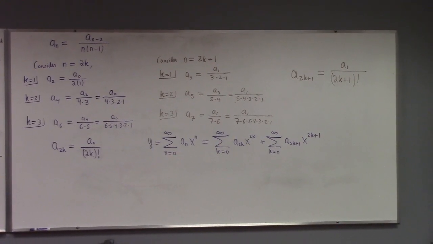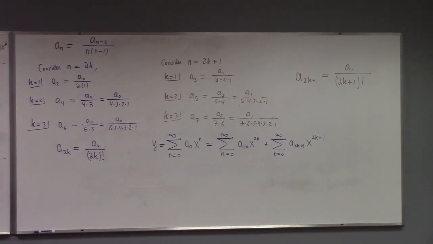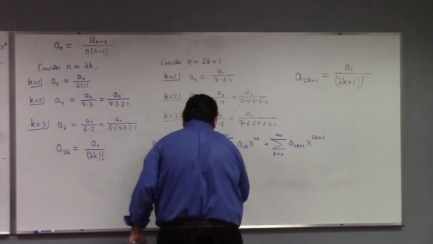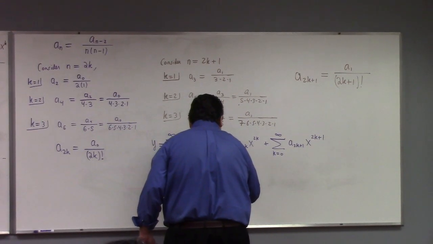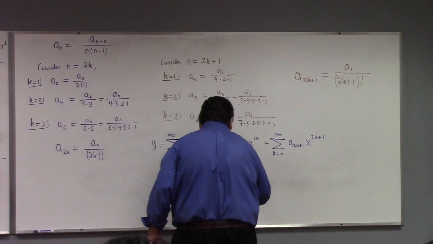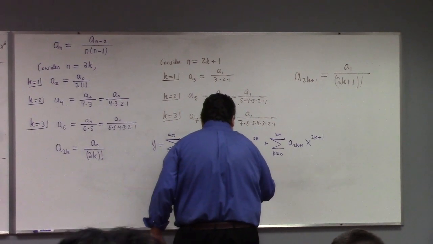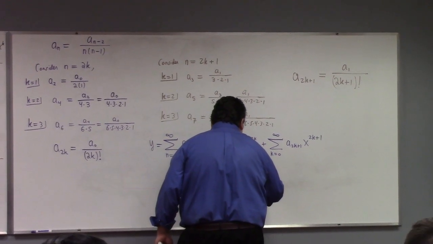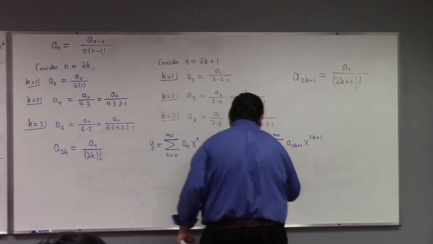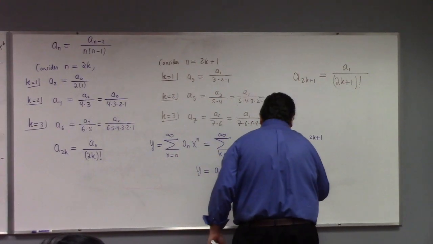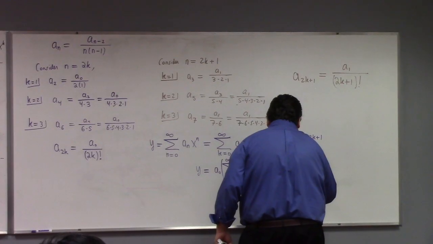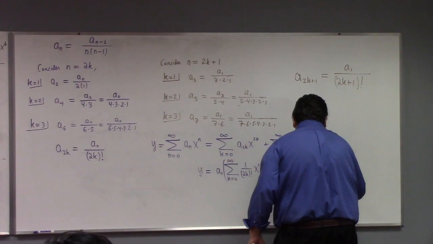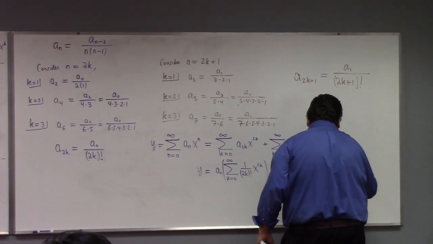And so then I can put in my formulas for a sub 2k and a sub k, and what I got then is y equals, and I'll pull the constant out if you guys don't mind, a sub 0 times the sum k equals 0 to infinity of 1 over (2k)! x to the 2k, plus a sub 1 times the sum k equals 0 to infinity of 1 over (2k+1)! x to the odd power, x to the 2k plus 1.